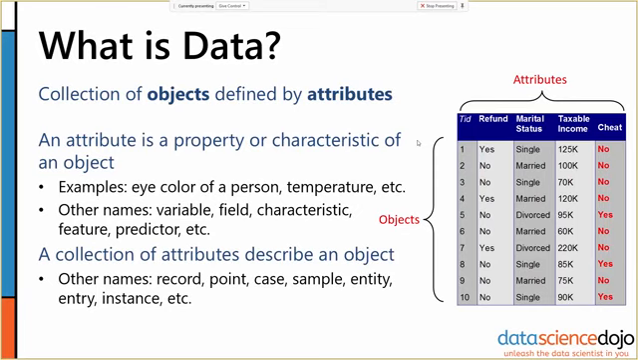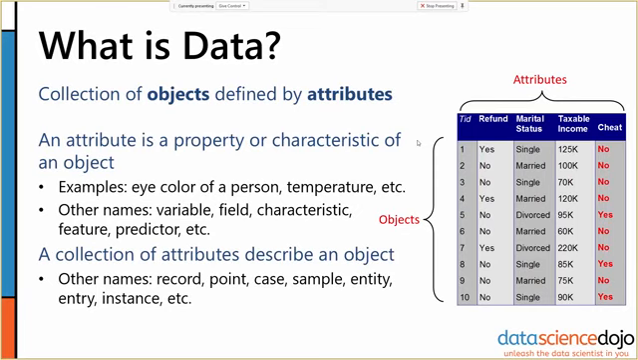Attribute is a decent name for these ideas, but they're also called variables and fields and characteristics and features and predictors. And if you've got tabular data, they'll be called columns sometimes. All of those different names refer to essentially the same thing. They're all attributes, a property or characteristic of our object.